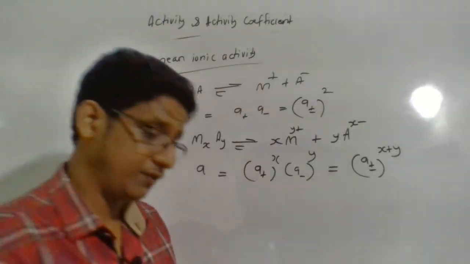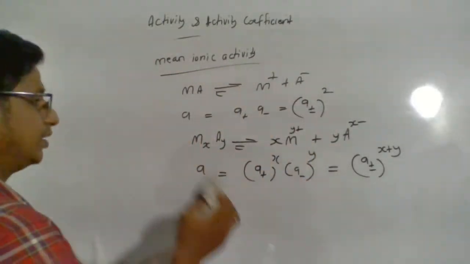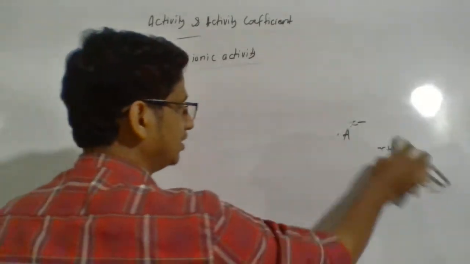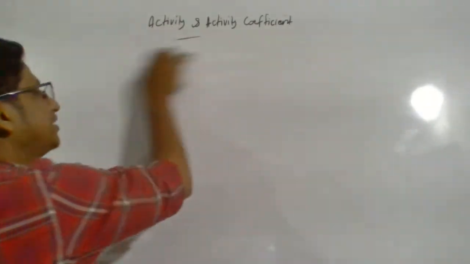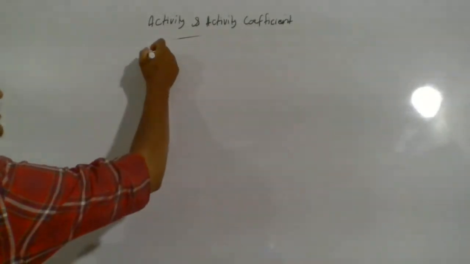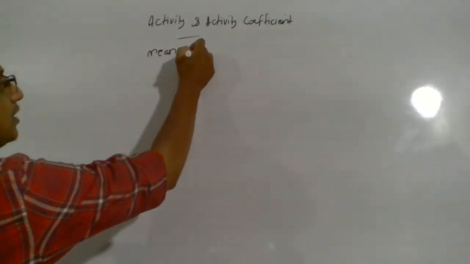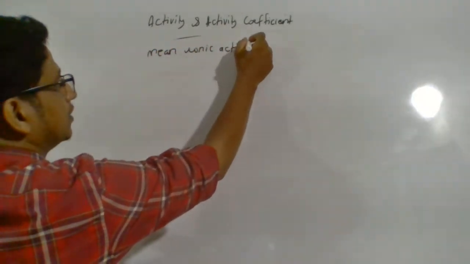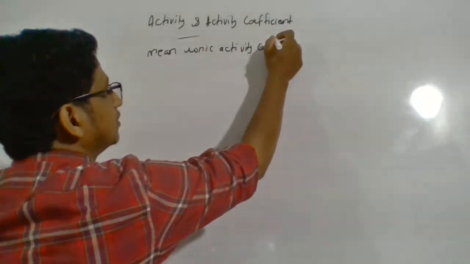Now for comparing the molar conductivity and other concentrations, we introduce another term. This is the fourth term that we are going to discuss, which we will call the mean ionic activity coefficient.